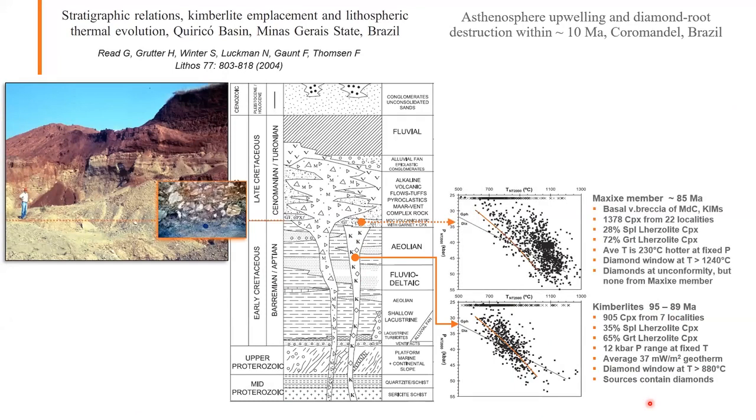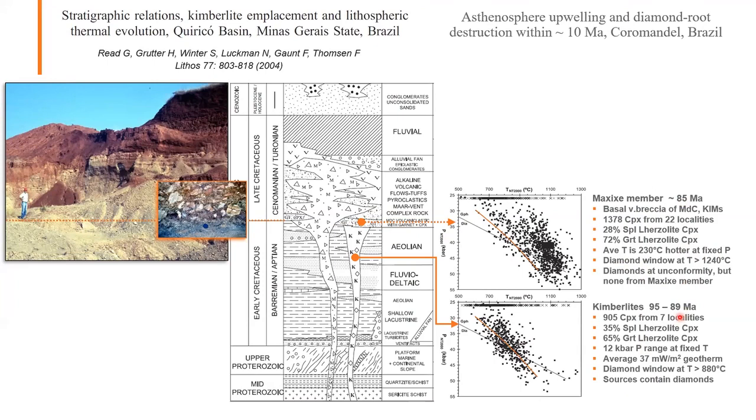If we play the same game, and we sample this member, the Mata da Corda member, we take the clinopyroxenes out of the member, we use the same thermobarometry technique from the basal breccia of the Mata da Corda, 1,400 CPX from 22 localities, split of spinel to garnet lherzolite. The average temperature at a given pressure is 230 degrees centigrade hotter. We'll see that in a different way. And this happened in 4 million years.